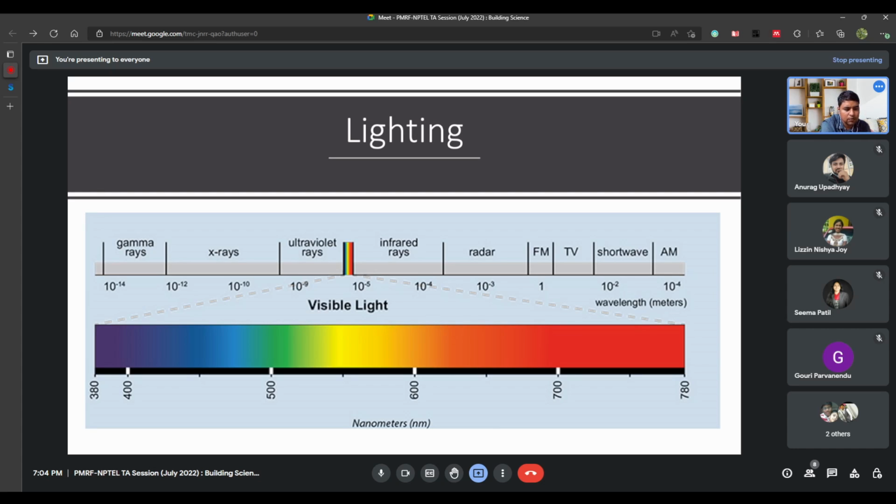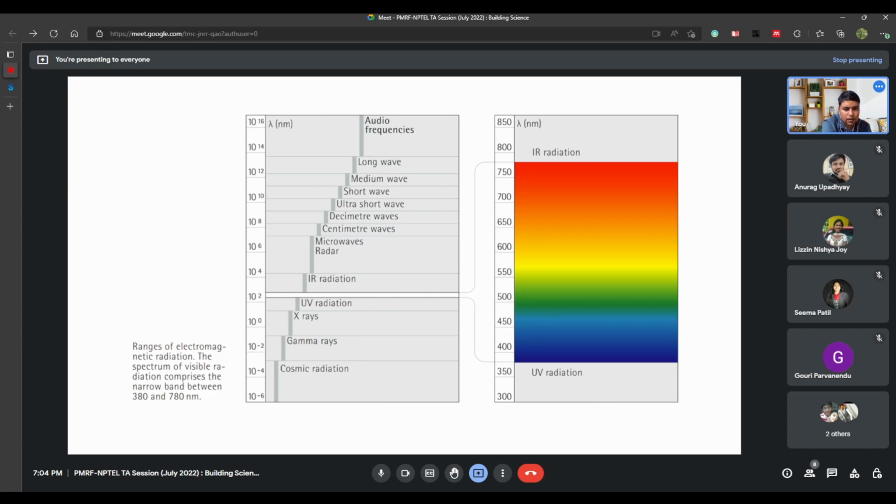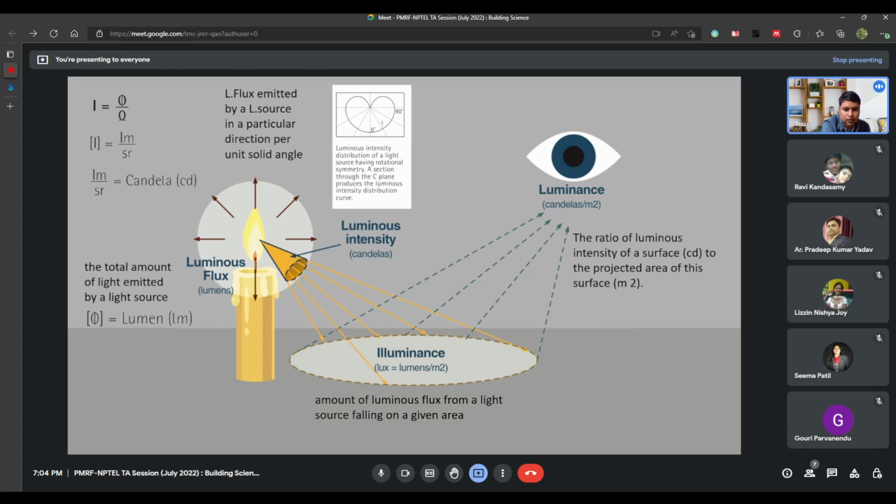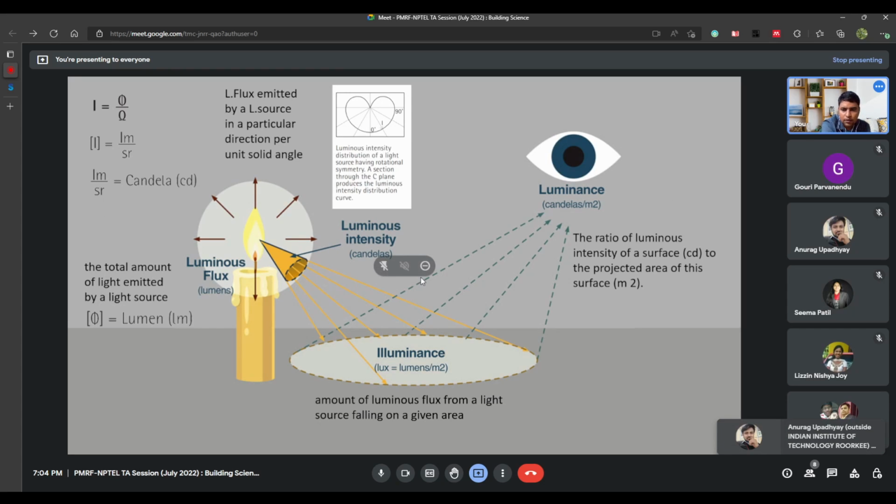Moving further, we look into lighting. You all know that light has a wide spectrum. It starts from cosmic radiation. When we just consider visible light, you have this small band between the UV and IR range. Let me talk about the interrelationship between luminous flux, luminous intensity, illuminance, and luminance.